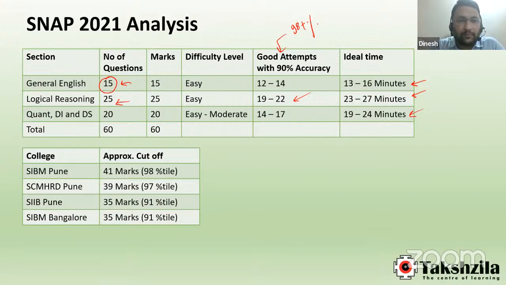If we talk about the previous year's cutoffs, everyone, out of 60 marks, to get 98 percentile you need to get 2/3 of the marks. That is 2/3 of 60, which is 40 marks, everyone. If you get around 41 marks, it means your score is around 98 percentile. That was the approximate cutoff for SIBM Pune. For SCMHRD Pune, it was 39 marks, around 97 percentile. For SIIB, 35 marks, around 91 percentile. And for SIBM Bangalore, 35 marks and 91 percentile.